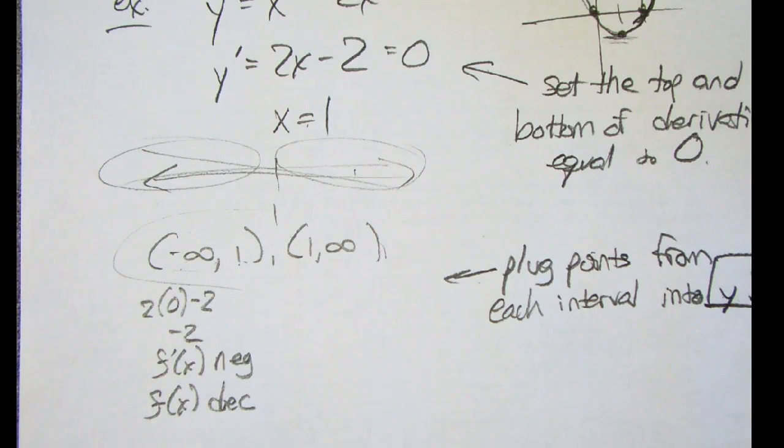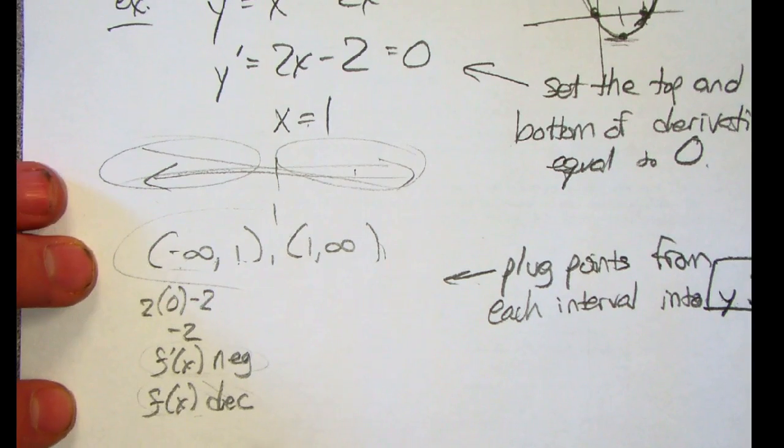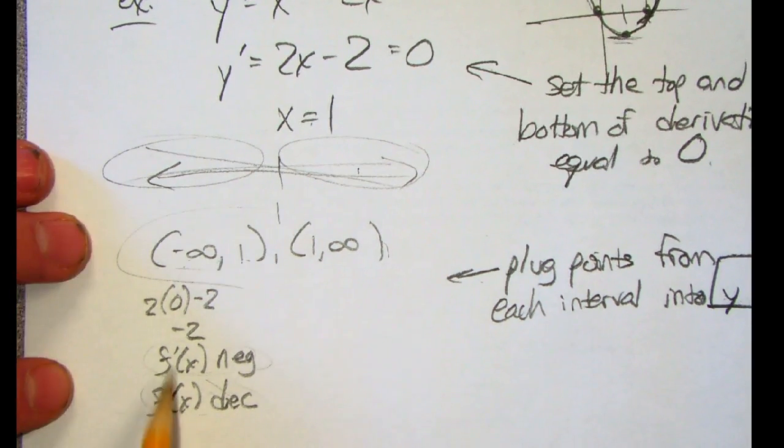It's important to understand they are the same thing. They're just written different ways. This means our derivative is negative. That tells us we have a negative slope. This means the original graph is going down. That also tells us we have a negative slope. They do mean the same thing. You need to write them both ways.